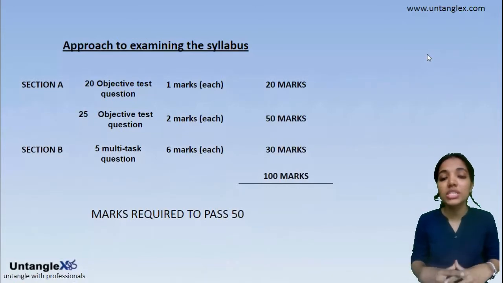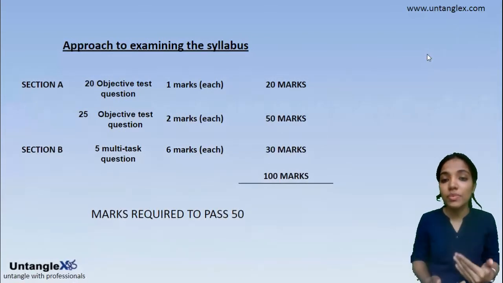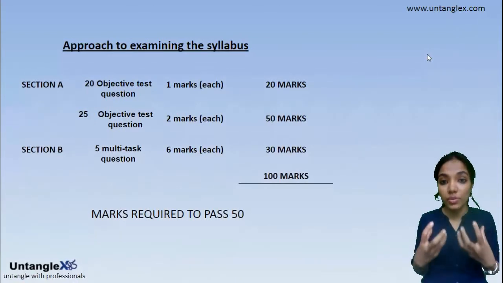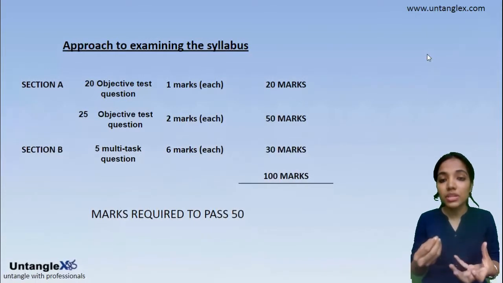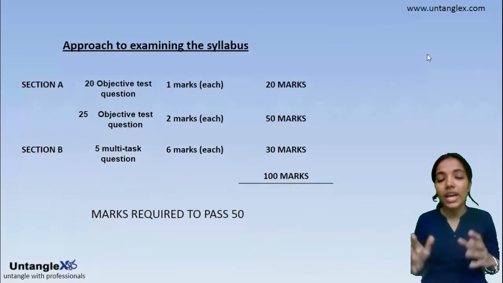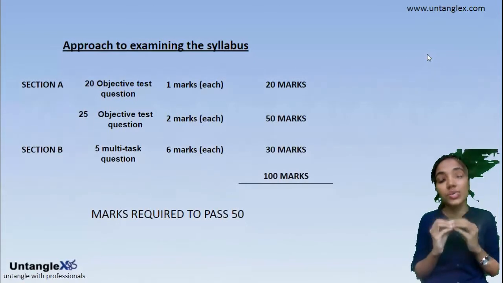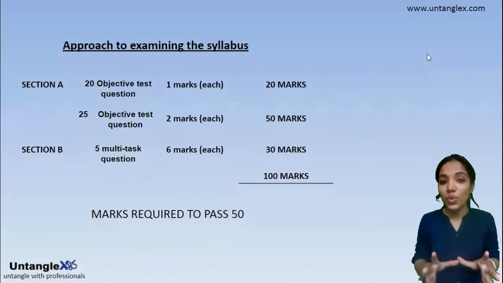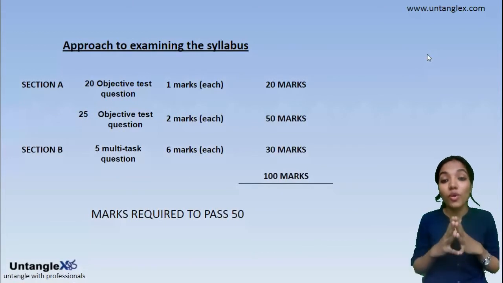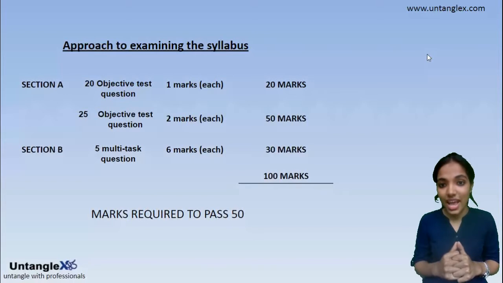In multiple task questions, you will be given a scenario and there will be multiple questions under it, like drop-down questions, or questions with multiple correct answers which you have to select. It totals 100 marks, and all you need to pass is 50 marks, which is wow. But we are going to aim higher, so we could possibly get a rank, and all you have to do is put in a little more effort with us at Untanglex, and we're going to make this happen.